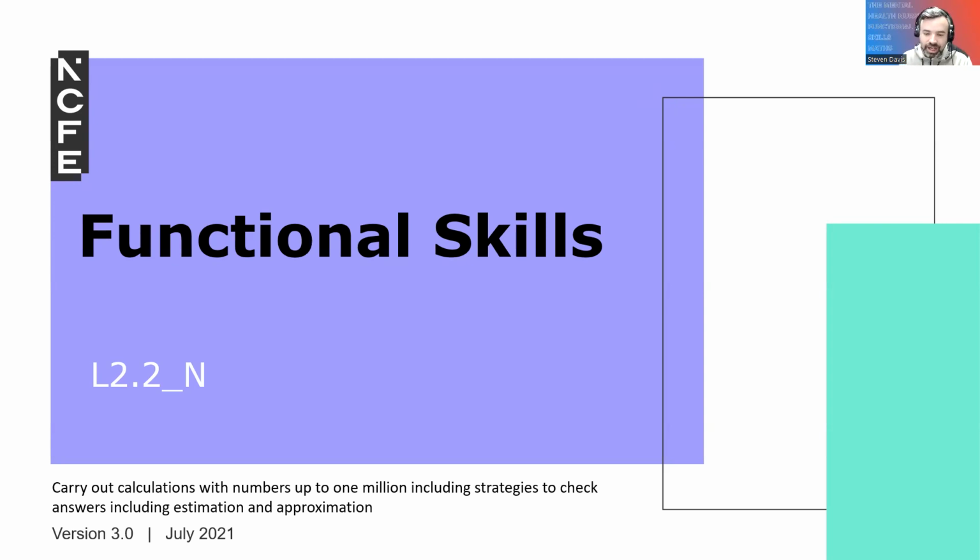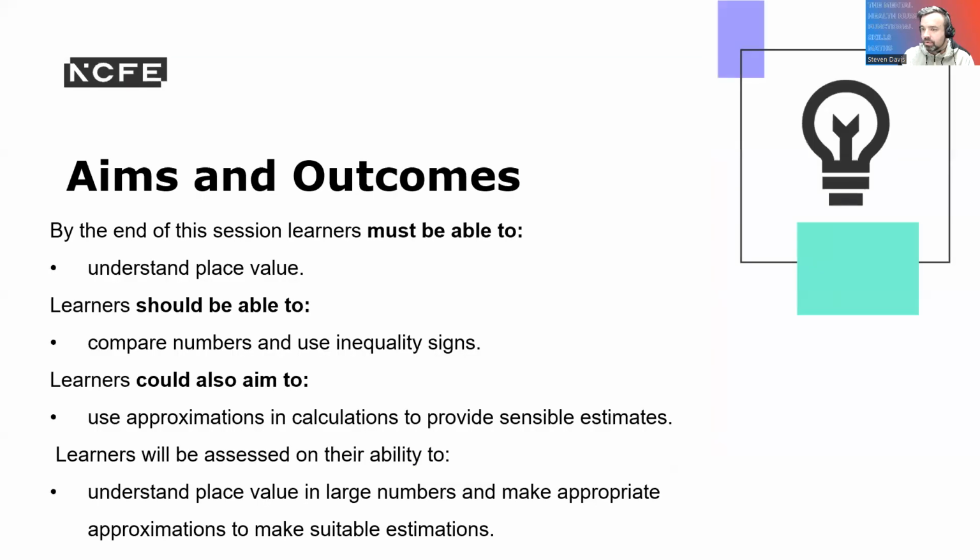We're going to carry out calculations with numbers up to 1 million, including strategies to check answers, including estimations and approximations. So let's wrap this up. Let's have a look at what we're doing.